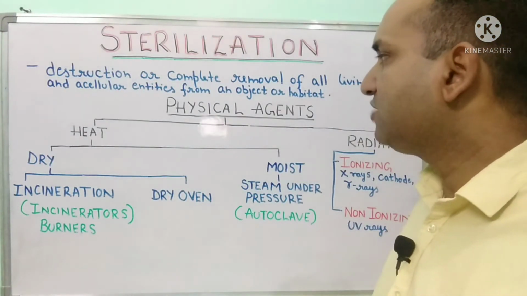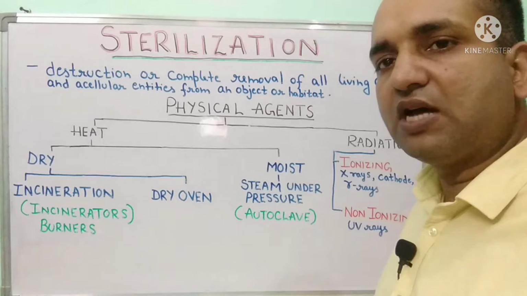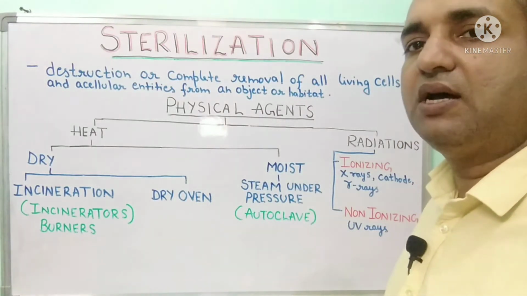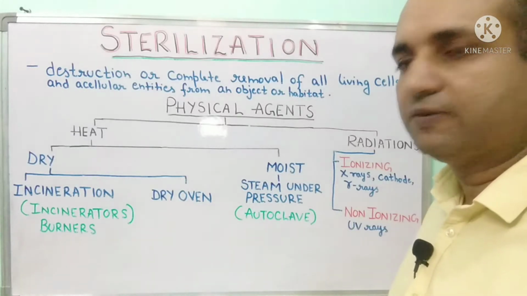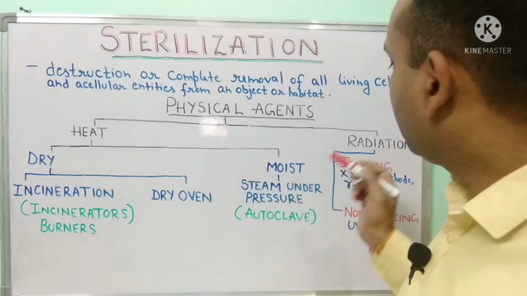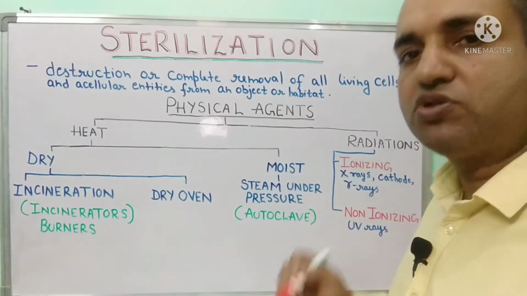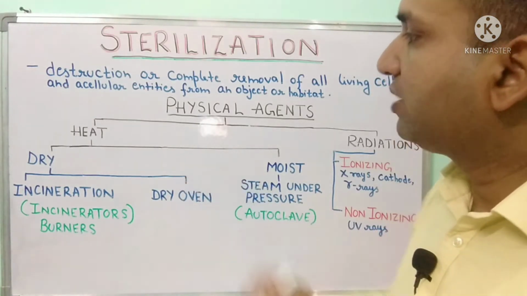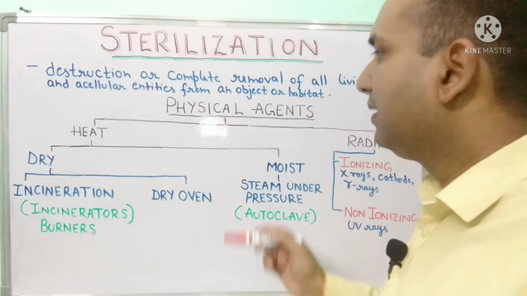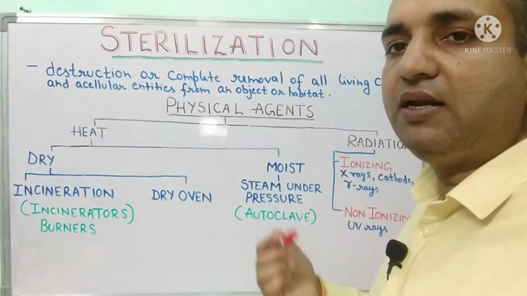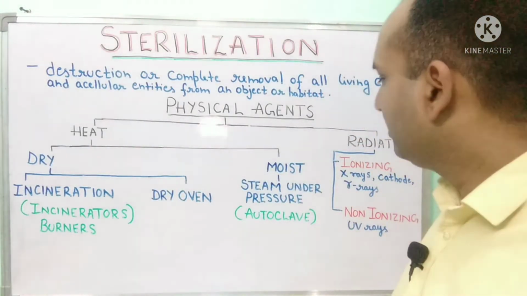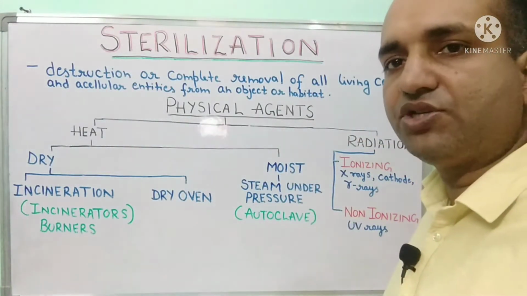Now there are various physical agents that are used for sterilization purposes or to control the microbial population. Heat and radiations are the most commonly used physical agents. When we talk about heat, sterilization can be done in two ways: dry heat sterilization and moist heat sterilization.